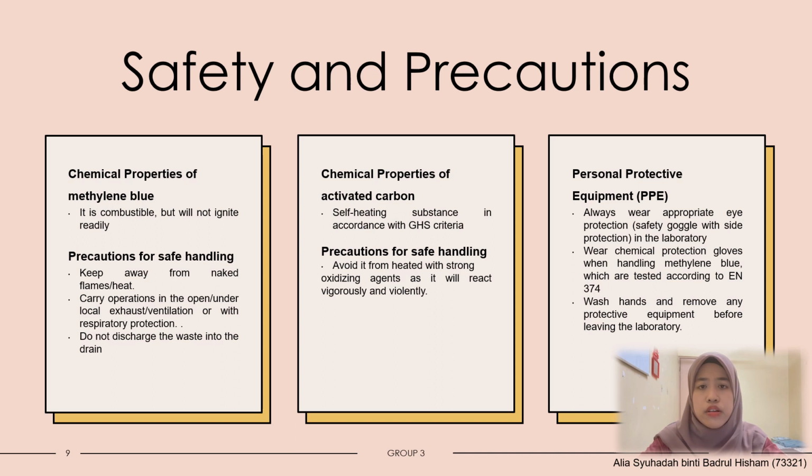Next, I will be presenting the safety precautions of the experiment according to the material safety data sheet. Chemical properties of methylene blue: it is combustible but will not ignite readily. The precautions for safe handling of methylene blue: keep away from naked flames or heat. Carry out operations in the open or under local exhaust ventilation or with respiratory protection. Do not discharge the waste into the drain.